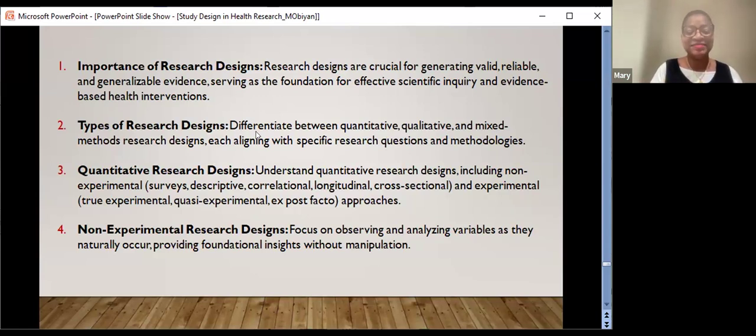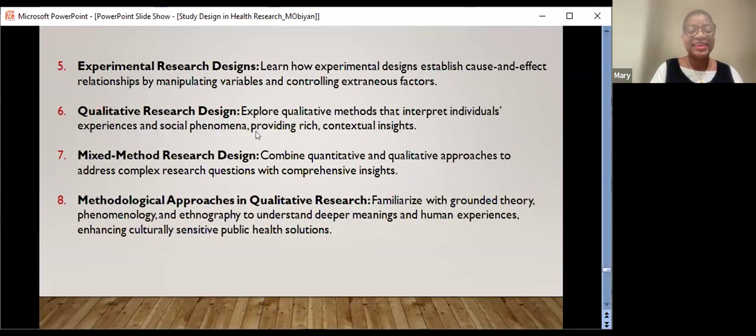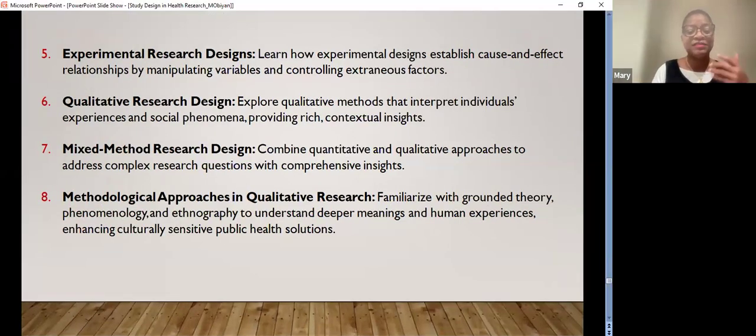Next slide, please. Experimental research design, you learn how experimental designs establish causality by manipulating variables and controlling all other extraneous factors. Qualitative research design explores qualitative methods that interpret individuals' experiences and social phenomena, providing rich contextual insights. Mixed method research design combines quantitative and qualitative approaches to address complex research questions with comprehensive insights.